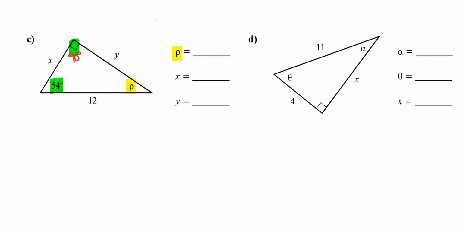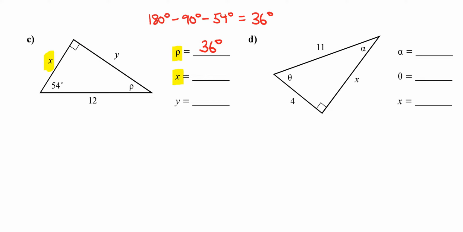So in order to find angle P, I take 180 degrees and I take away the 90 degrees and then I take away the 54 degrees. And after I do that, you should be left with 36 degrees. So angle P has a value of 36 degrees. Okay, let's move on to X now.